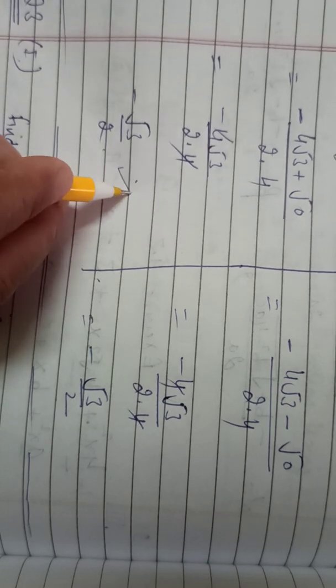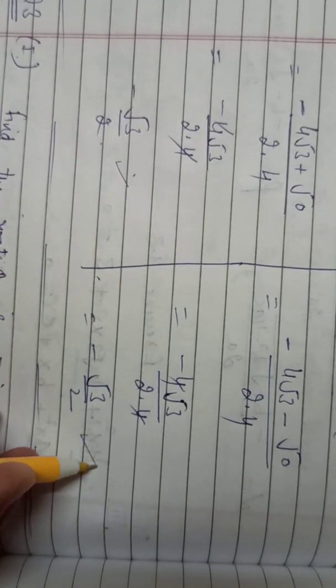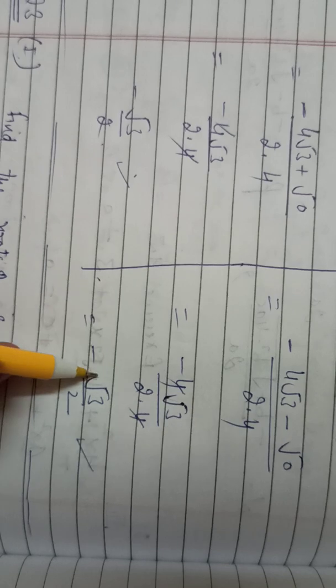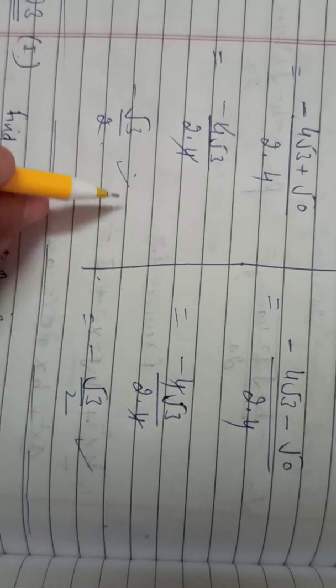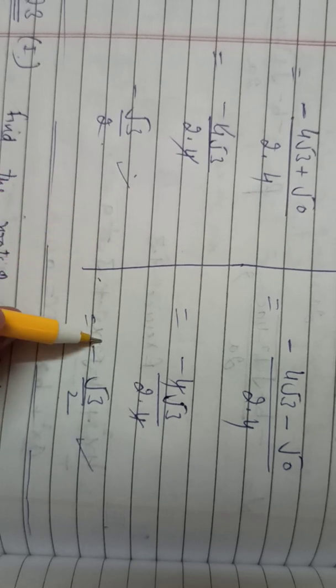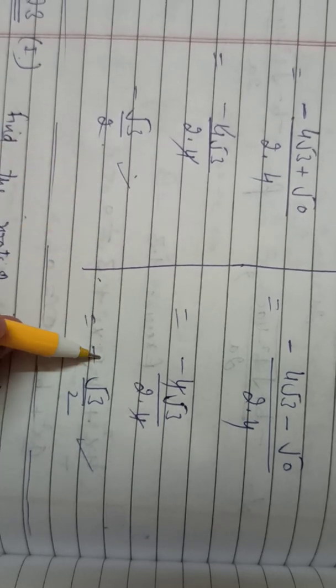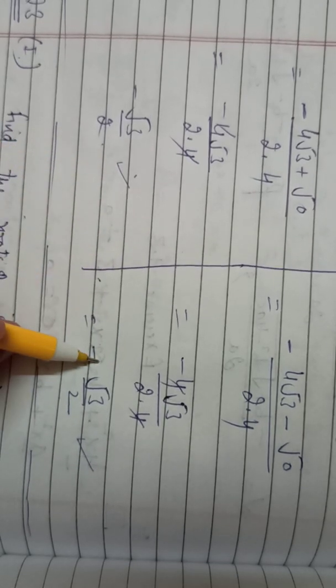Now see, this is one root and this is the second root. Both are equal and real also. They are irrational. Irrational numbers are real numbers. So they are equal, and they are real also. Clear?